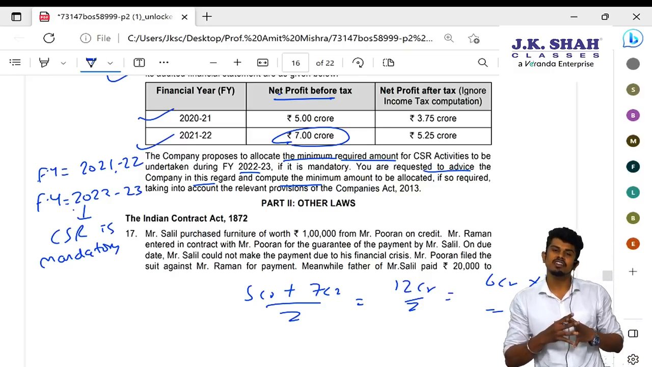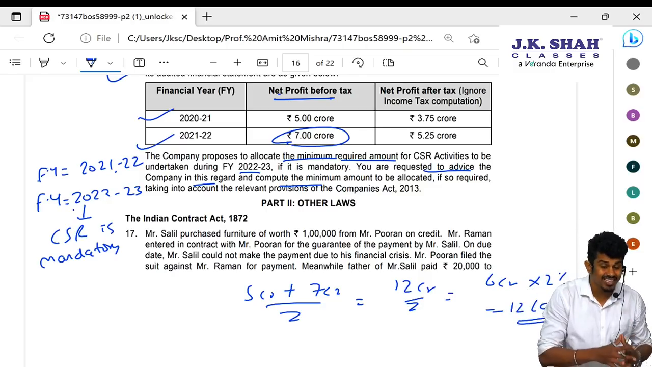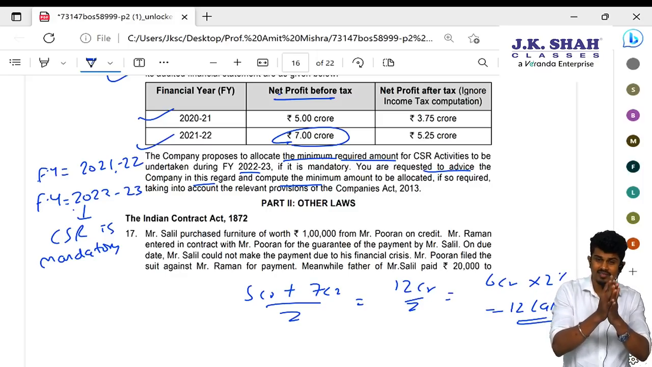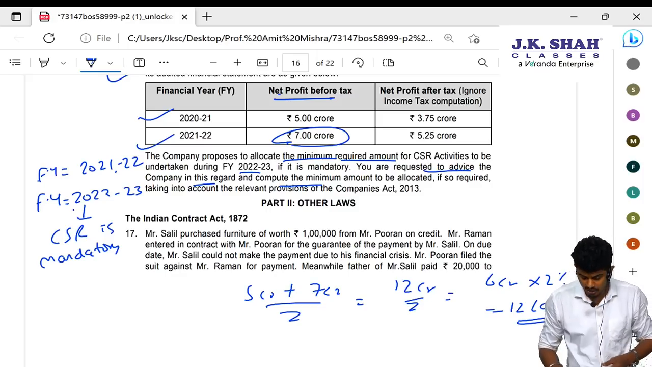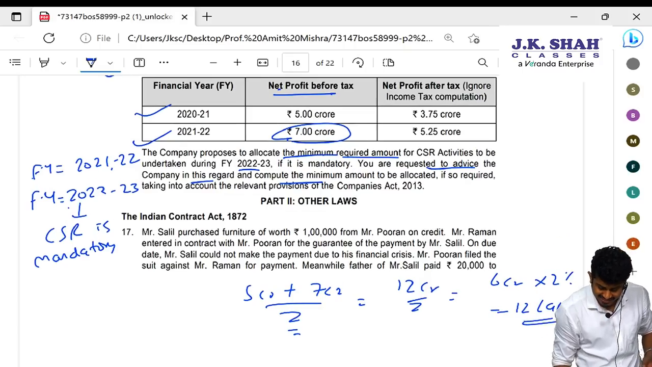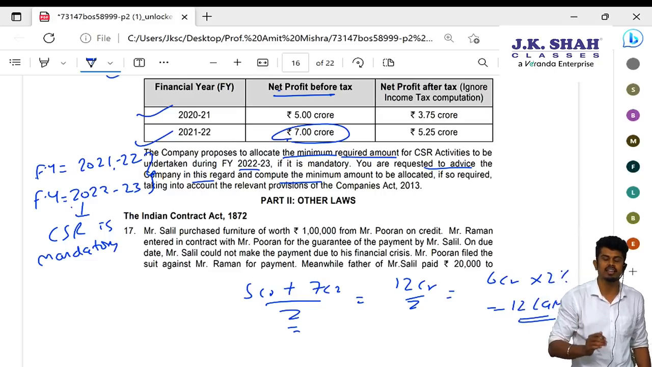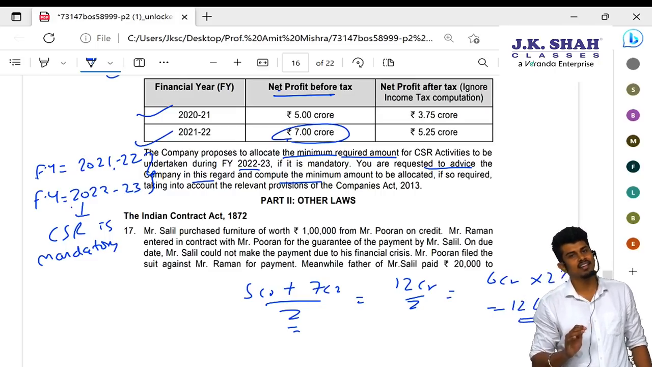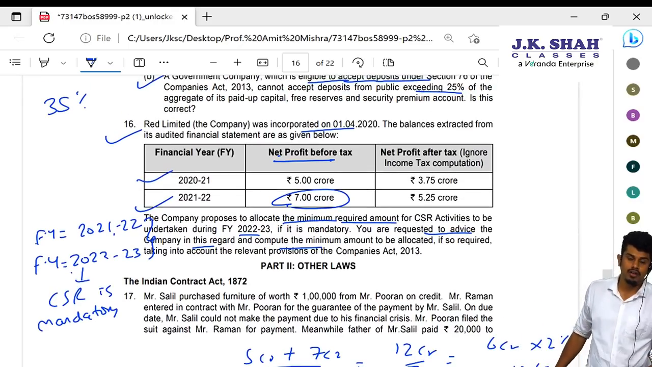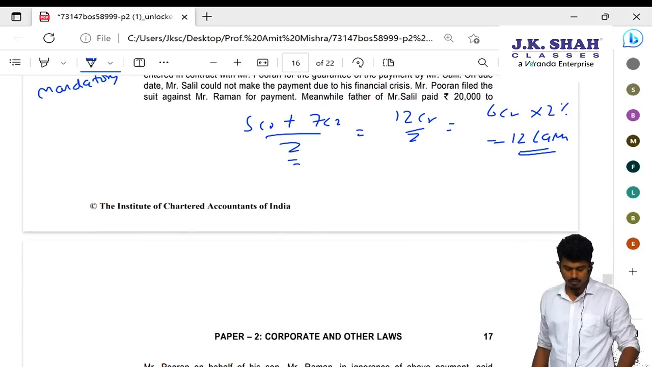Sir, but we have studied that we need to take the average of the last 3 years in computing the 2% expenditure for CSR. But you have divided by 2? Yes, because the company is in existence for the last 2 years only. Since the last 2 years only, therefore I have divided by 2 only. Clear? Easy? So this was all the questions and answers of Companies Act. Okay, now we'll move to other laws.